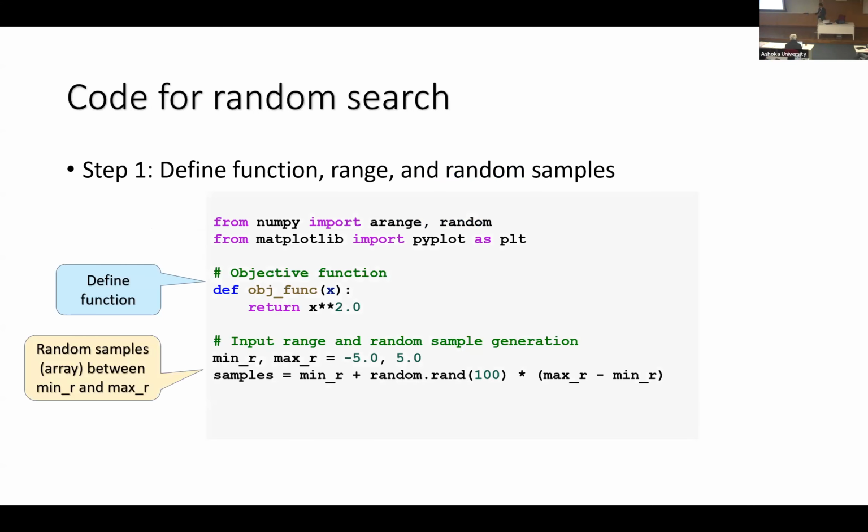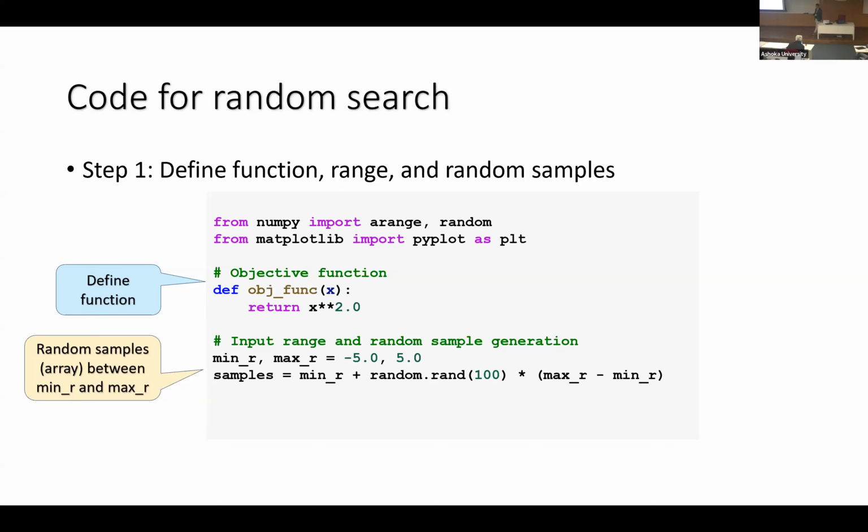Right, so this is the code for that. Now this code is not very complicated. I am just importing the libraries, defining the objective function. In this case, it is just x square, and selecting some samples in a particular range. This is one dimensional, right? So selecting 100 samples between -5 and 5.